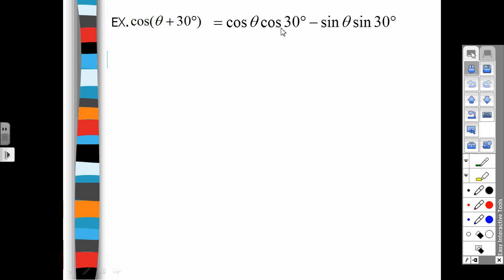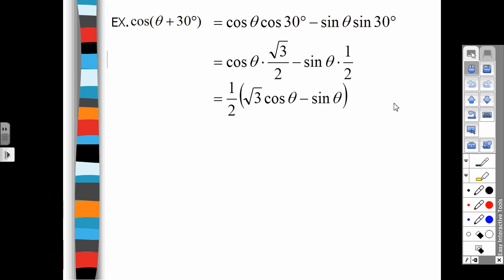We can evaluate cosine of 30 and the sine of 30 very easily. We plug those in, and then just to simplify, I can pull out the 1/2, and I'm left with the square root of 3 times the cosine of theta, and then minus sine theta. And I do like to move this square root of 3 in front so it doesn't look like that square root of 3 is being multiplied to the angle. It just makes it simpler to read.